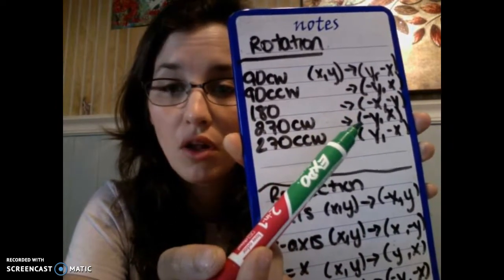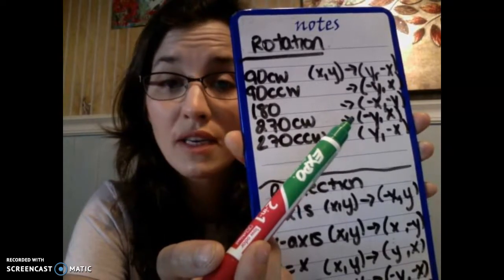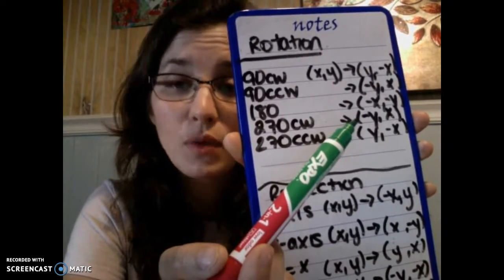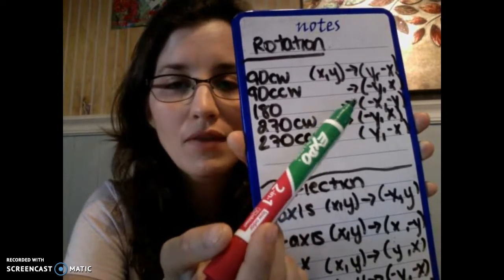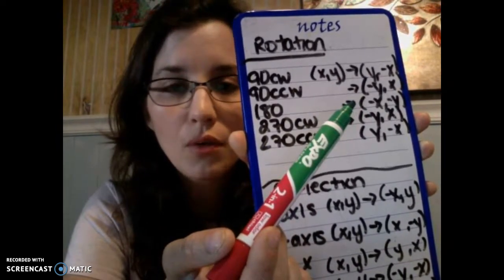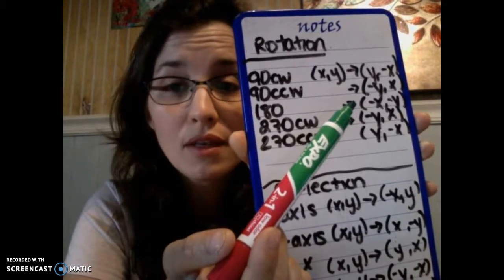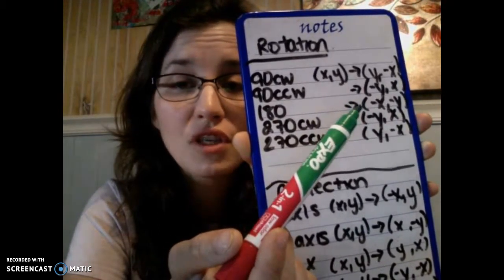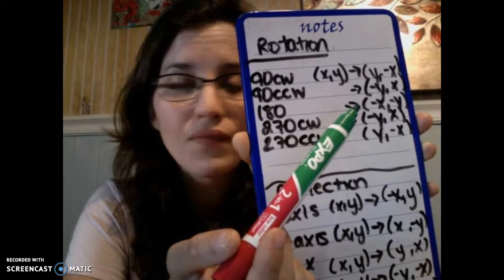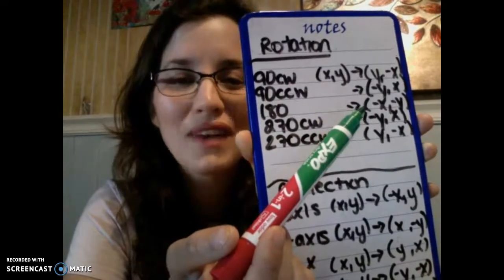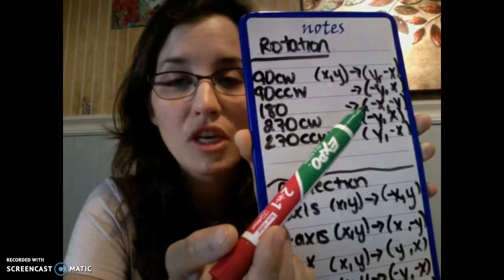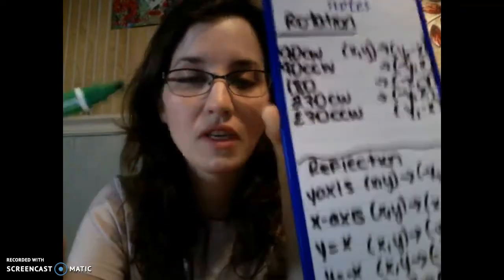For 270 clockwise, again, orientation changed. X went to the back, y came to the front, and the sign of the y changed. 270 degrees, whether it's clockwise or counterclockwise, you end up in the same exact place. So the orientation changes and the sign changes. Oh, I'm sorry, scratch that. Orientation doesn't change. It still stays in the form of XY, just both signs change. So there are my rules for rotation.